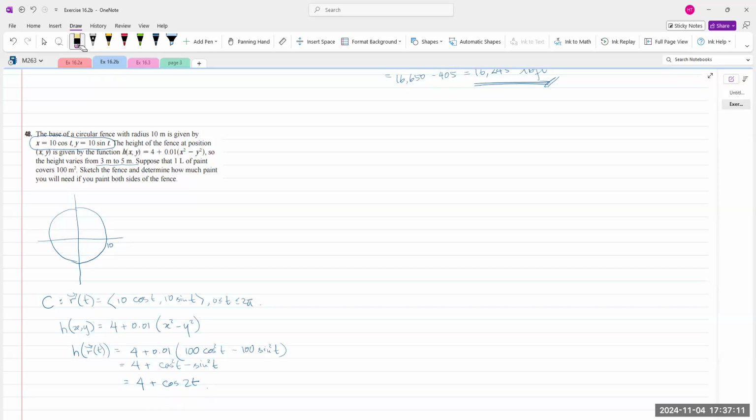Suppose 1 liter of paint covers 100 square meters. Sketch the fence. Determine how much paint you need if you paint both sides of the fence. Hold on. So in 3 dimensions, let me try to grab a 3-dimensional view. Let's say this is our x, y, and z. We have a circle on the base, approximately like this.